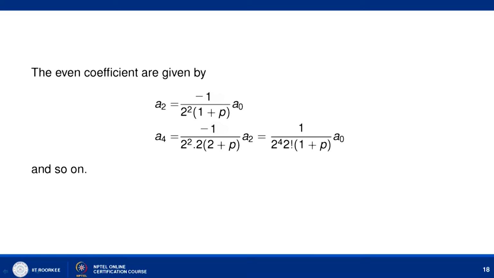So a2 is minus a naught divided by 2 square (1 plus p) into a naught. Similarly you can calculate a4 using a2. So a4 is minus a2 upon 2 square (2 plus p), and if you put the value of a2, then it is 1 upon 2 to the power 4 factorial 2 (1 plus p) into a naught, and so on. So in this way we can find all the even coefficients.